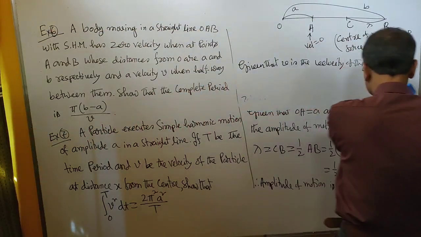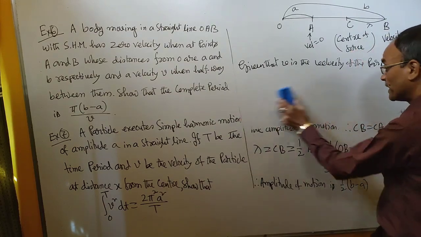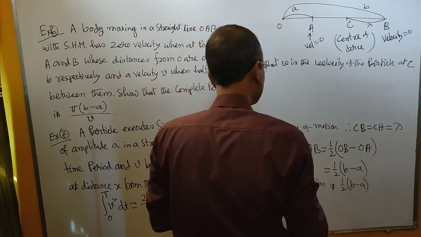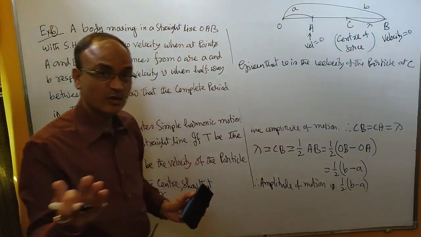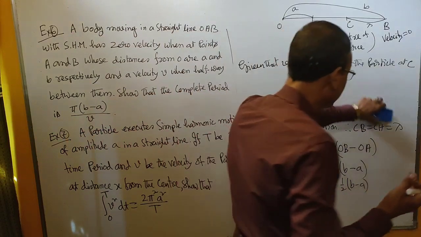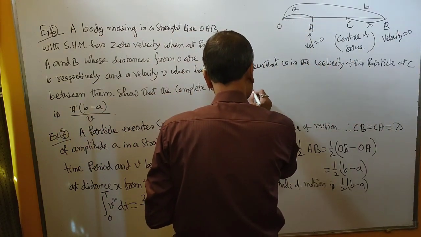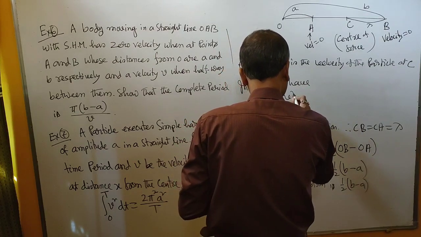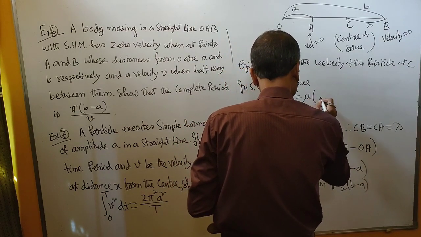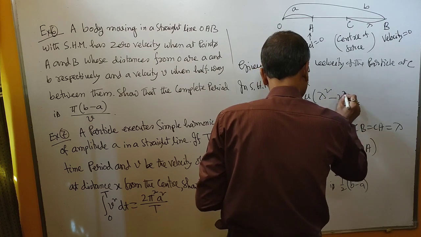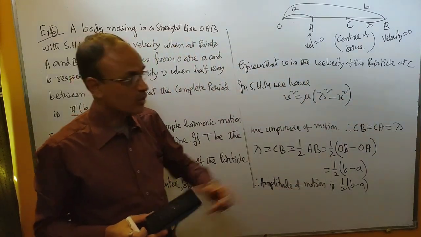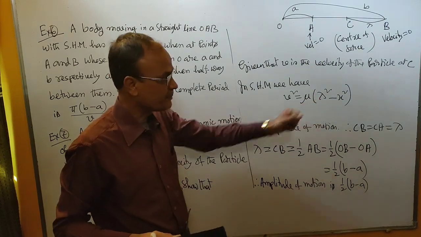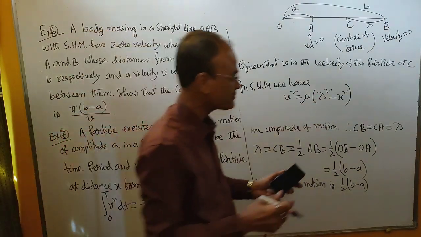In simple harmonic motion we have to find the time period, that means 2 pi by root mu. Twice pi by root mu means we have to find the root mu. In simple harmonic motion we have V squared equal to mu into lambda squared minus x squared. Here, what is lambda? Lambda means amplitude.